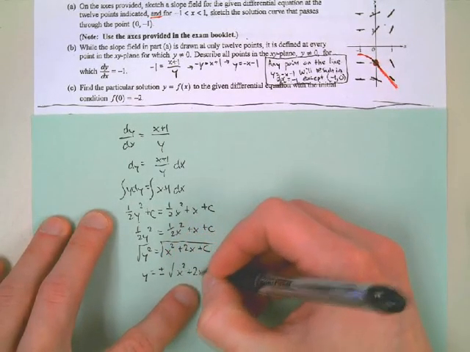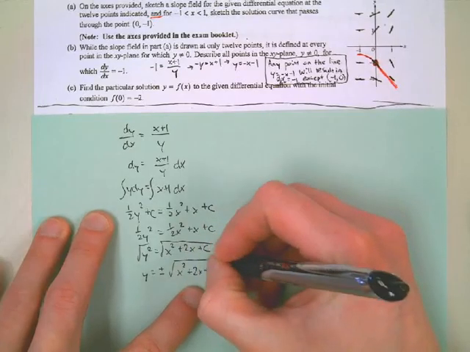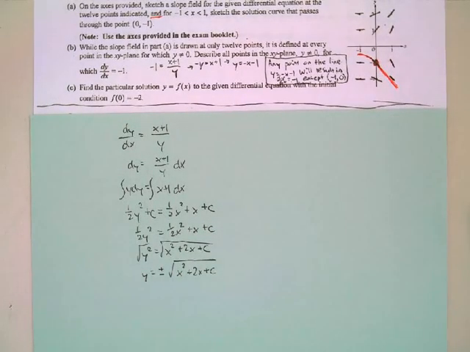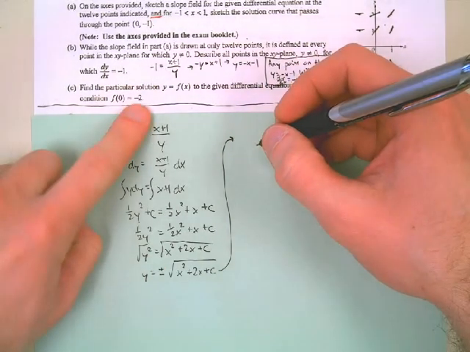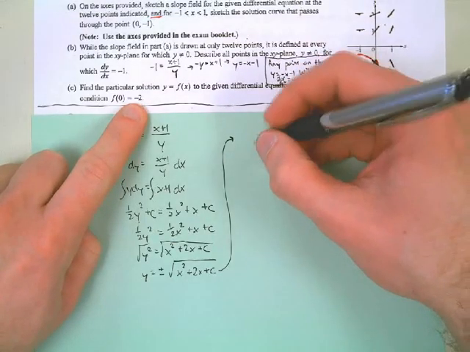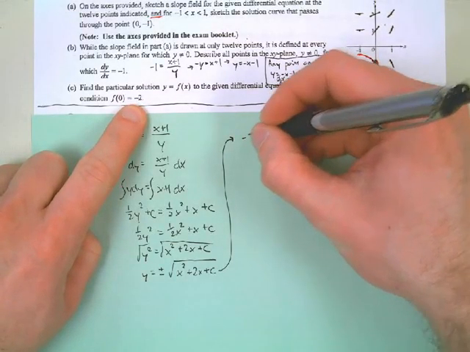Now what? Yep, plug in our point here. So negative 2 is going to go in for what variable? For y. And then 0 goes in for x, so negative 2 equals plus or minus the square root of 0 squared plus 2 times 0 plus c.